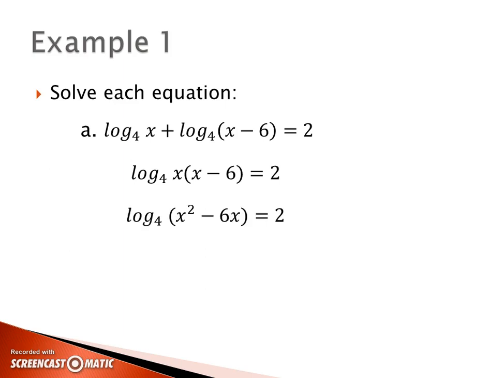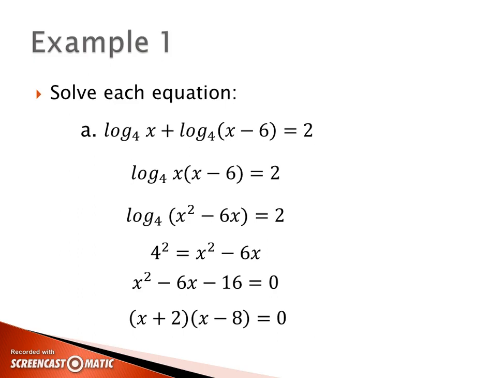And we're going to rewrite this as an exponential in order to solve it. So our base is 4, our exponent is 2, our answer is x squared minus 6x. 4 squared equals x squared minus 6x. We're going to subtract 4 squared to set it equal to 0 because it's a quadratic. We're going to solve it by factoring. 4 squared is 16, so we got x squared minus 6x minus 16 equal to 0. When we factor, what multiplies to negative 16 and adds to negative 6 is x minus 8 and x plus 2. So our solutions here are negative 2 and positive 8.